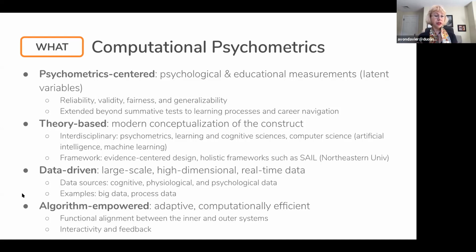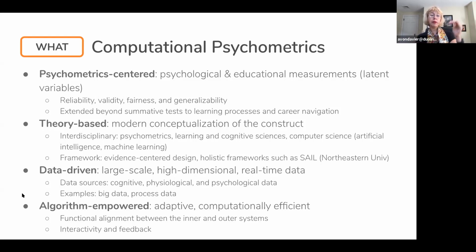It's interdisciplinary, using a science-based definition of models and constructs and understanding of how the construct should be measured in authentic tasks in the 21st century. And it is inspired by, and always follows or is required to follow, frameworks such as evidence-centered design for assessment, or holistic frameworks such as the SAIL framework from Northeastern University or from other companies. It is also, though, data-driven.